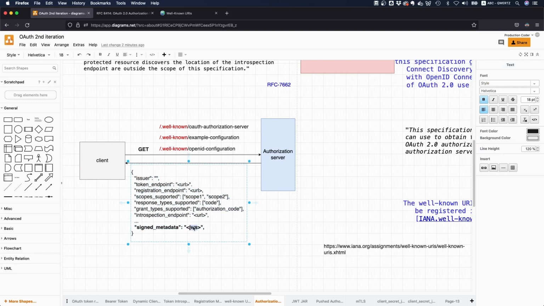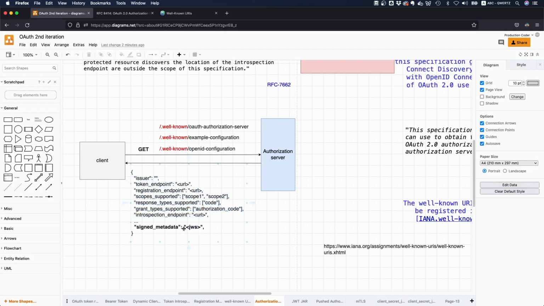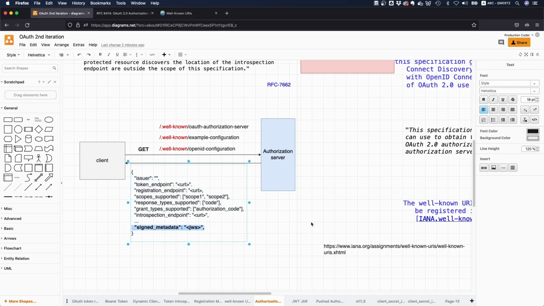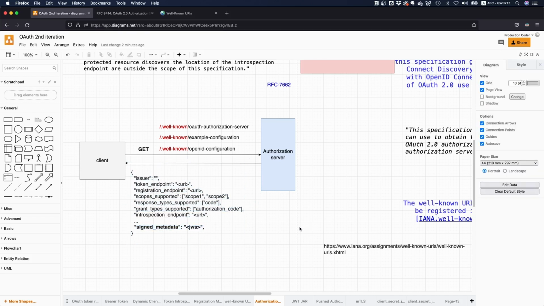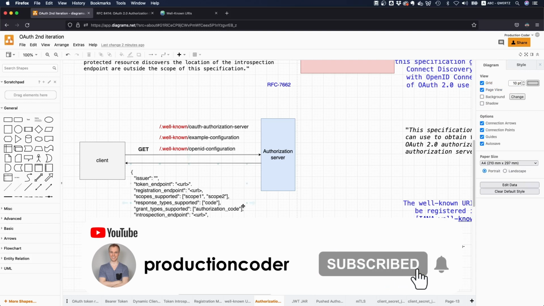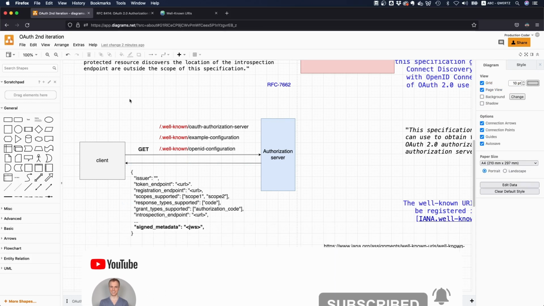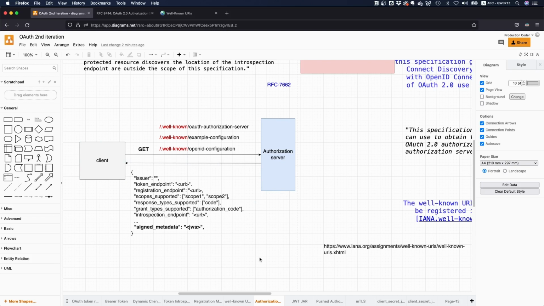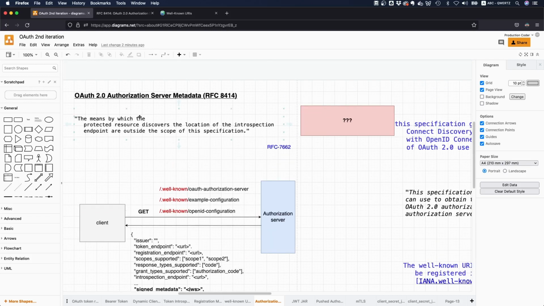And basically in this JSON web signature token, all these fields here are added as custom claims. So if you're not sure what a JSON web signature token is, make sure to check out my videos on JSON web tokens where I explain what they are and what the difference between JSON web encryption token is, and so on and so on. Cool. So that's it pretty much for this authorization server metadata endpoint.